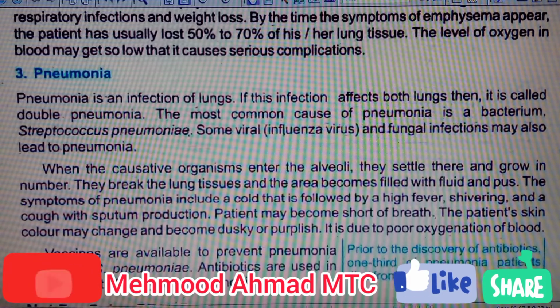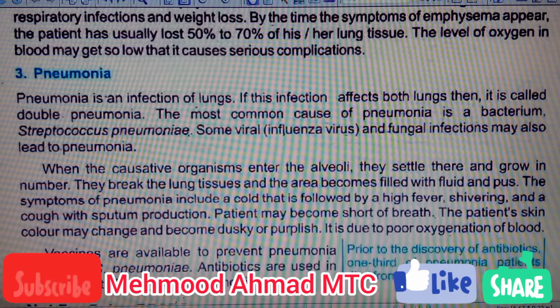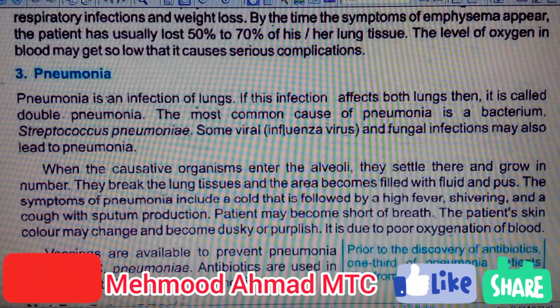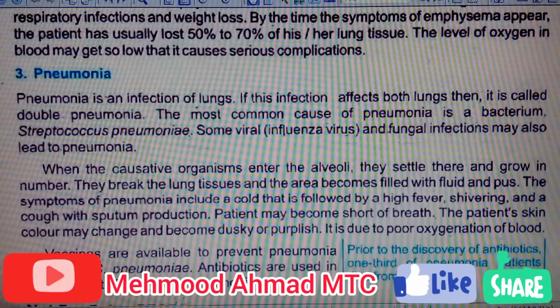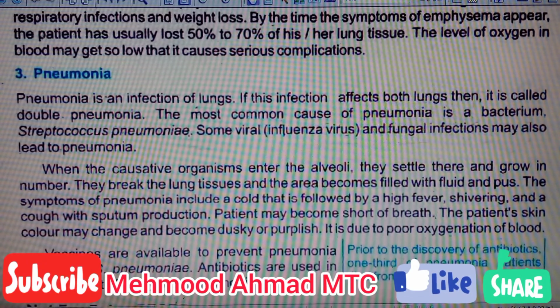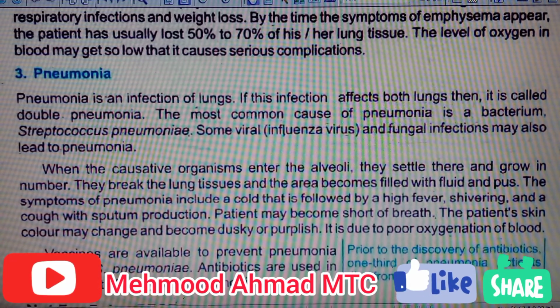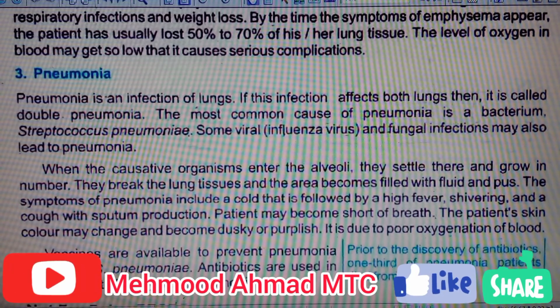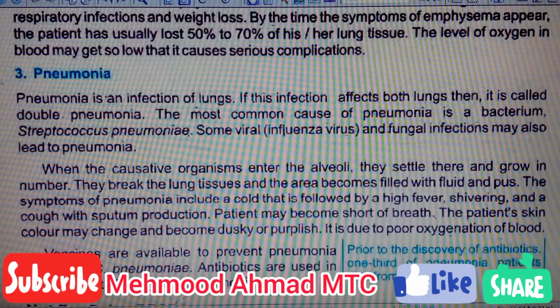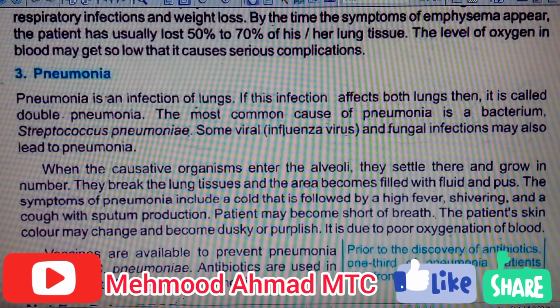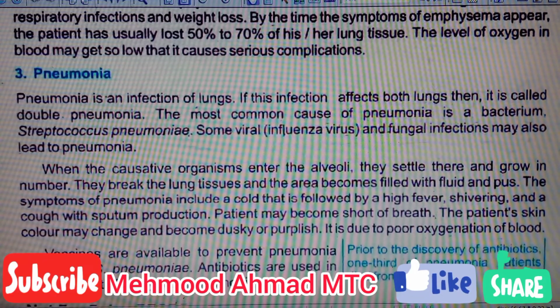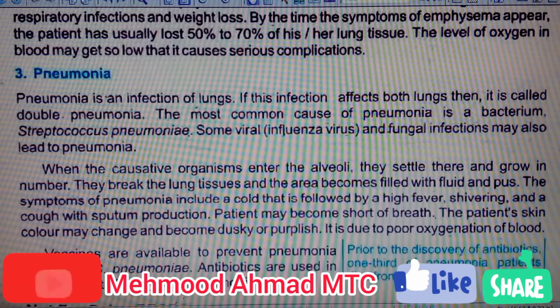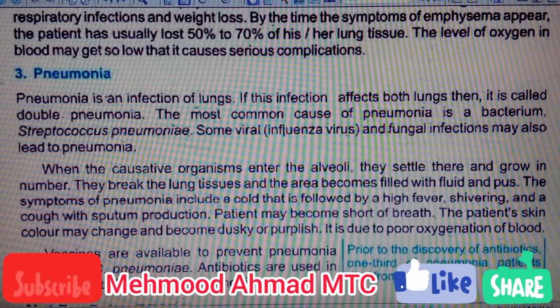When the causative organisms enter the alveoli, they settle there and grow in number. They break the lung tissues and the area becomes filled with fluid and pus. The symptoms of pneumonia include a cold that is followed by a high fever, shivering, and a cough with sputum production. The patient may become short of breath. The patient's skin color may change and become dusky or purplish. It is due to poor oxygenation of blood. Vaccines are available to prevent pneumonia caused by Streptococcus pneumoniae. Antibiotics are used in the treatment of this type of pneumonia.